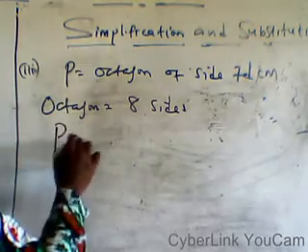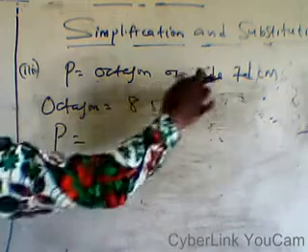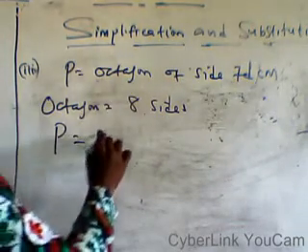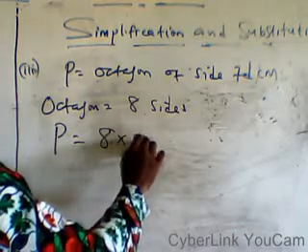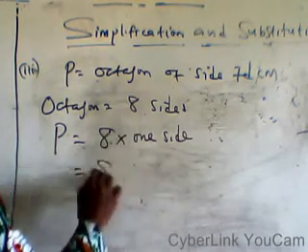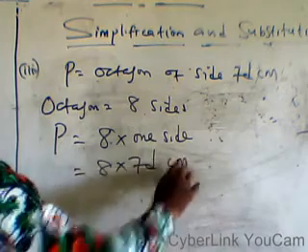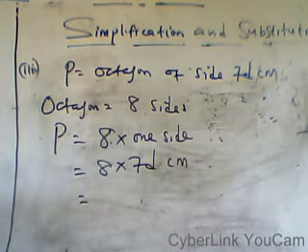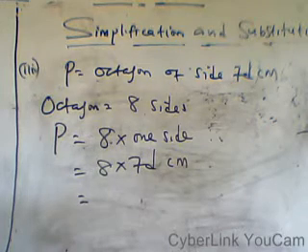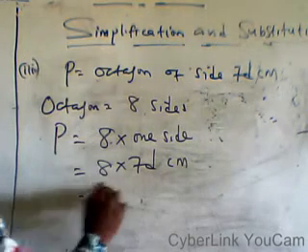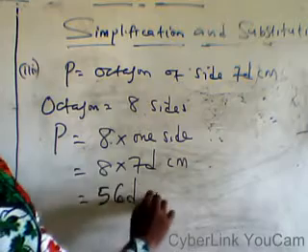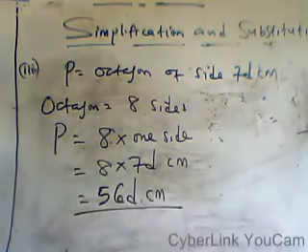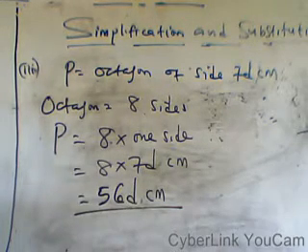So for P, it means adding all the 8 sides together, and each of the sides is the same. So we are going to have 8 multiplied by 1 side, that is 8 multiplied by 70 centimeters. What is 7 times 8? That is 56, if I'm not mistaken. So that is 560 centimeters. That's the perimeter.